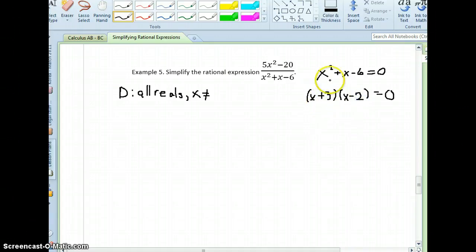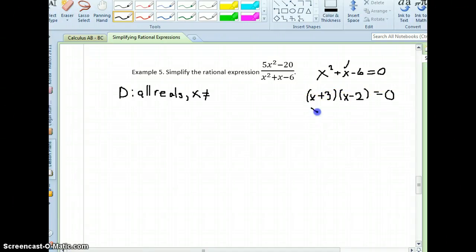So let's check real quick. I'm going to multiply just the outer and the inner portions of the FOIL formula. Remember, that's what will give me the correct middle term here. So outer is negative 2x. Inner is positive 3x. So 3x minus 2x is 1x. So that checks, our factoring is just fine. Alright, so we've got x plus 3 times x minus 2 equals 0.